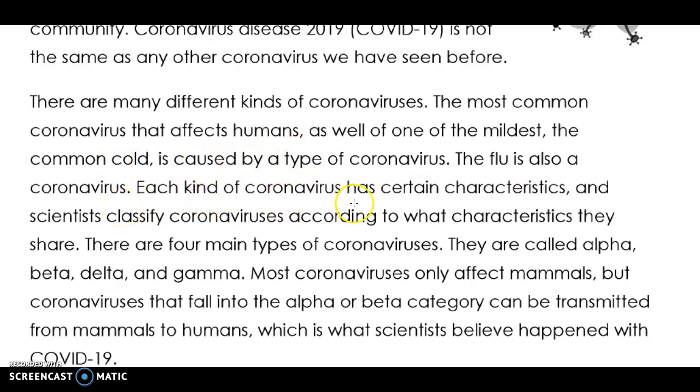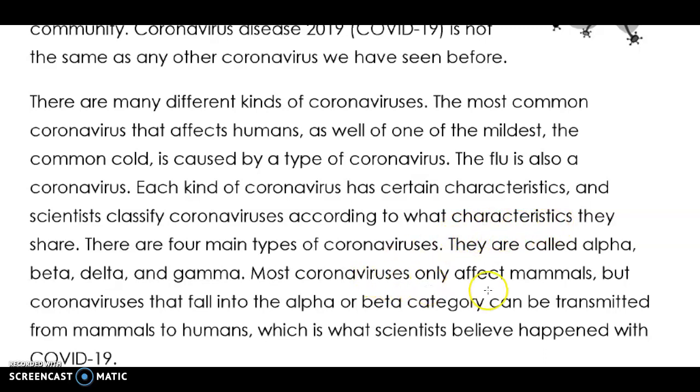Each kind of the coronavirus has certain characteristics, and the scientists classify coronaviruses according to what characteristics they share. There are four main types of coronaviruses. Make a note of this. They are called alpha, beta, delta, and gamma. And then on what basis these are classified? They are classified on the basis of what characteristics they share.